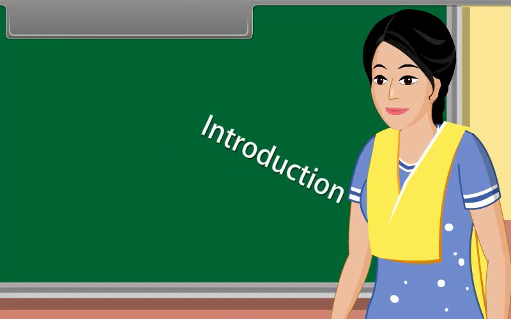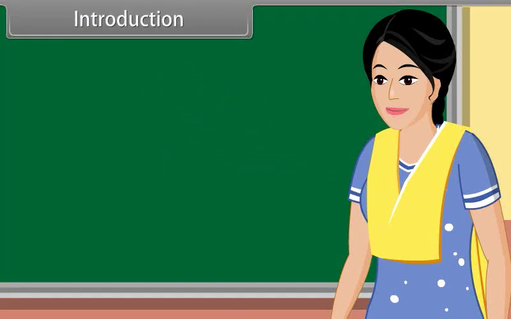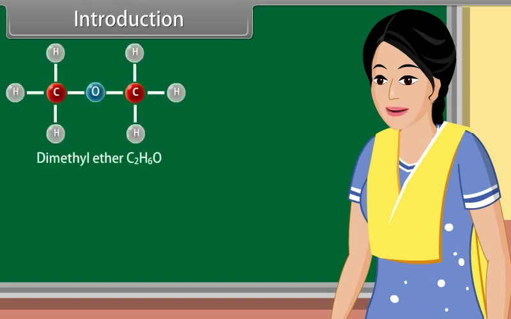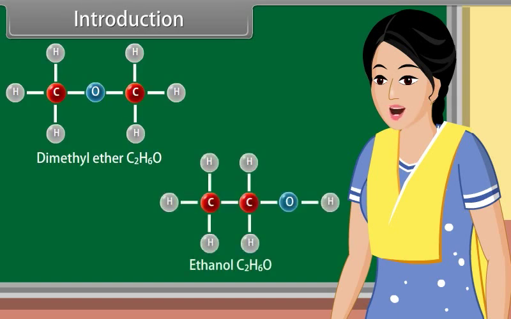Introduction. Today we learn isomers and concepts used in organic reaction mechanism. Anybody knows about isomers? Anyone? No? Okay, I will tell you. The organic compounds which have same molecular formula but different configurations are called isomers. The examples of isomers are dimethyl ether and ethanol. They have same molecular formula but different configuration.